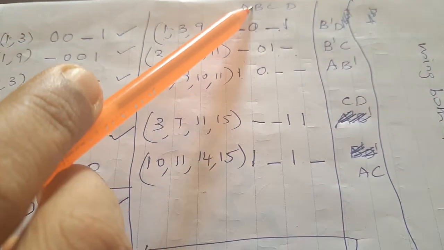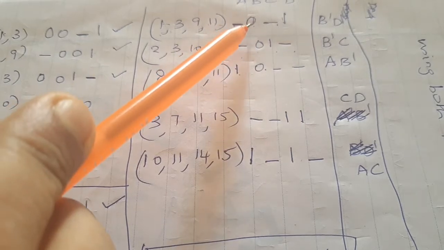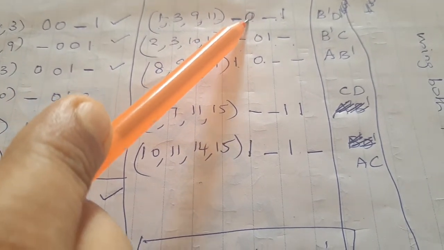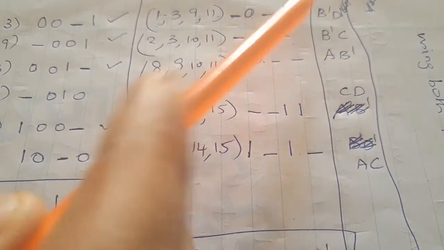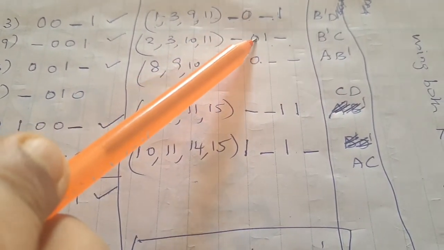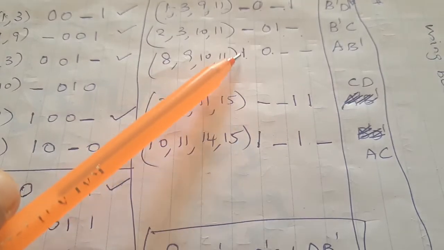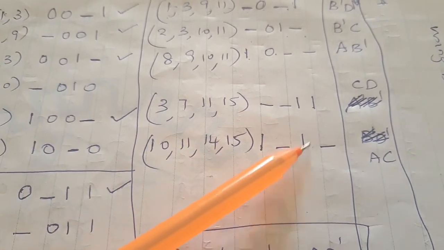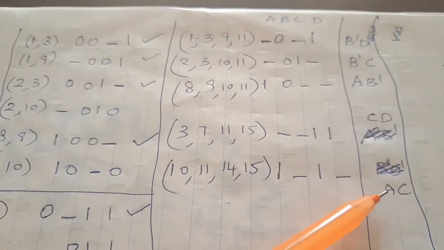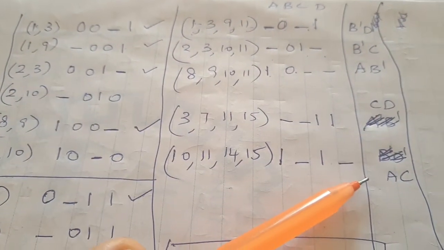After you do it, write down the variables a, b, c, d. Now wherever you have, see, this is b bar, this is d. So wherever you have 0 and 1, accordingly you write the implicant. B bar d, b bar c, a b bar, c d, a c. So these are the prime implicants, the final answer, and this is the reduced expression for these minterms.